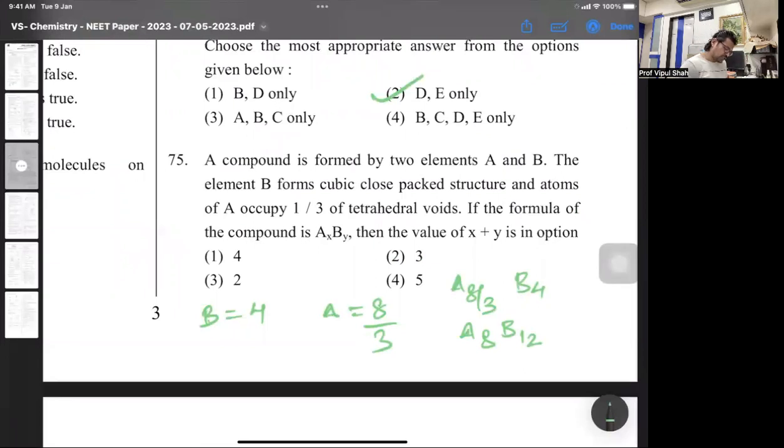Taking multiples of 4, that's going to be A2B3. And they want the summation of X and Y, so that will come as 5. So that option is the fourth one, which is 5. So 75 is 4.